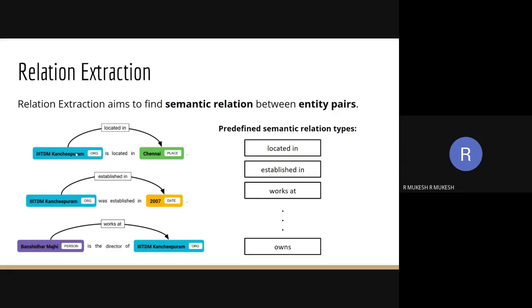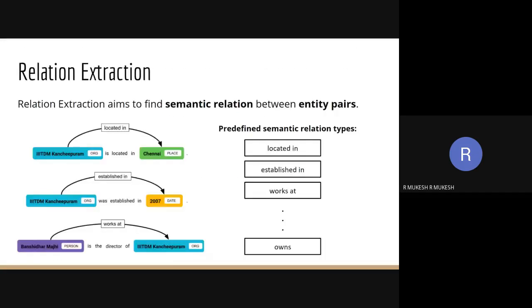So IIITDM is an organization, Chennai is a place, and they have a relation called located in between them. Let's say the director's name is there and the organization's name is there. So we have a works-at relationship between both of them. So we are slowly bringing structure into the unstructured text, right? We are able to extract useful pieces of information and provide structure to the text, right? So let's look at another.